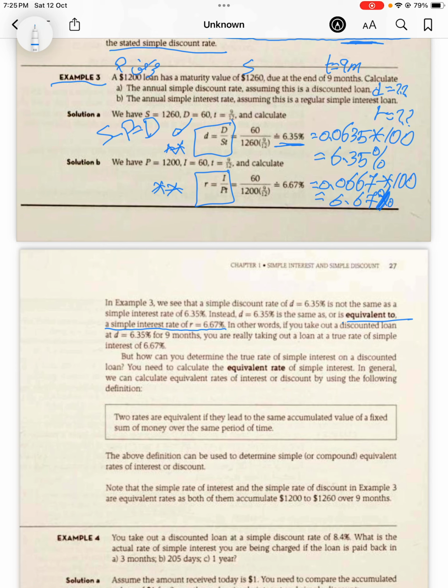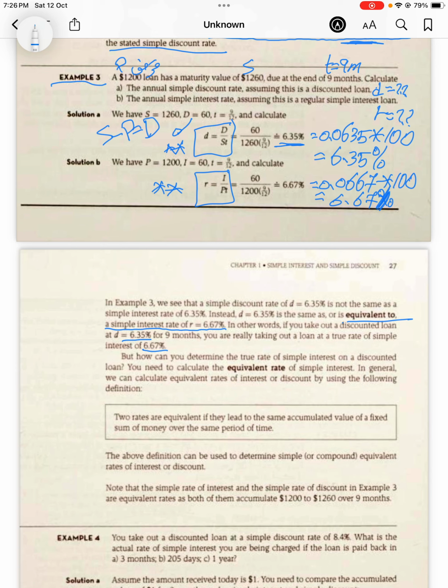In other words, if you take out a discounted loan at d equals 6.35% for 9 months, you are already taking out a loan at a true rate of simple interest of 6.67%. But how can you determine the true rate of simple interest on the discounted loan? You need to calculate the equivalent rate of simple interest.